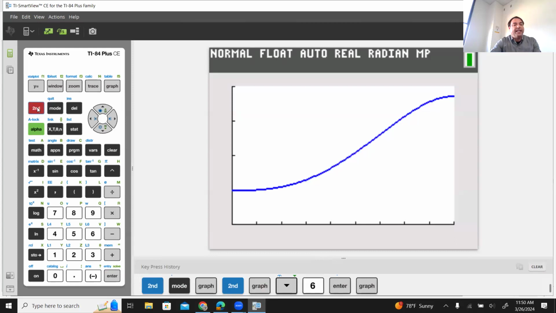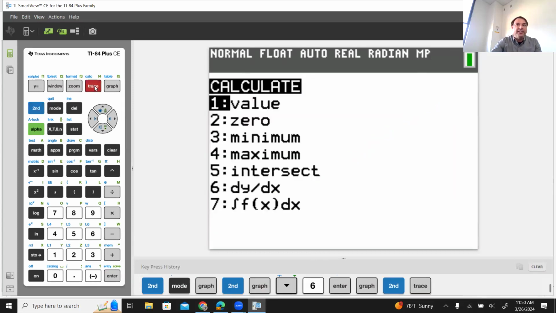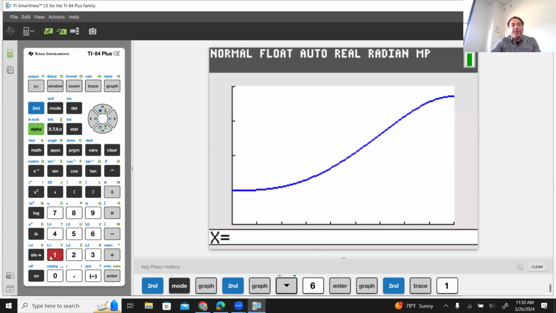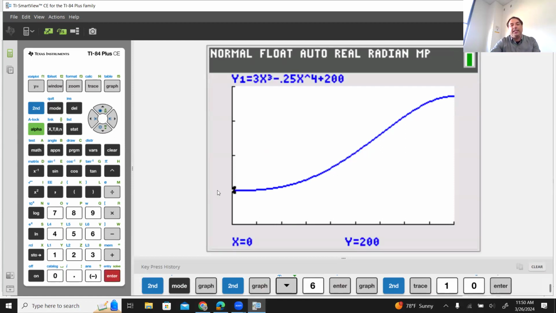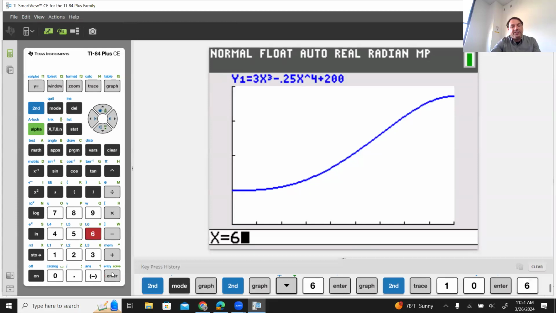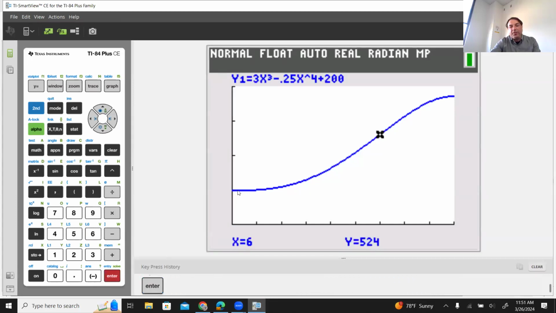And if we hit second trace, number one for value, and put in 0, it's a little tough to see because we don't see the area to the left, but that's where the change happens, where it must have been concave down, sad face, and then it changes to concave up. Notice we're in a concave up area. And then when you type in 6, 6 is where it changes from concave up, and now it's concave down. Changes from happy face at 6, changes to sad face.